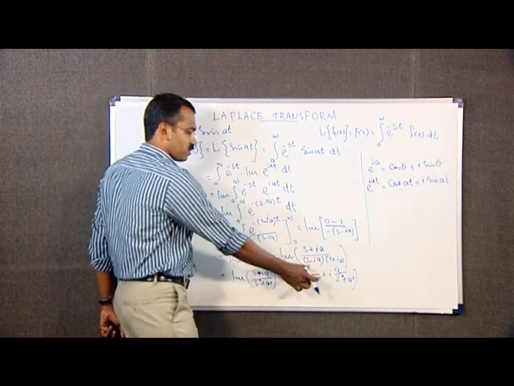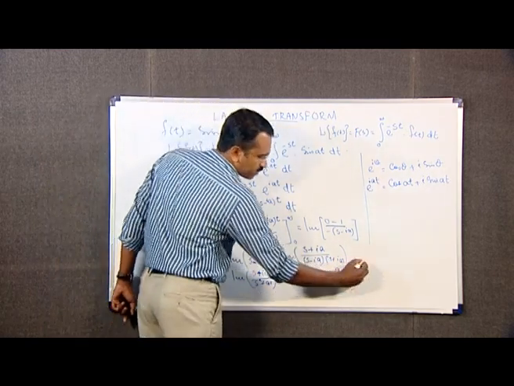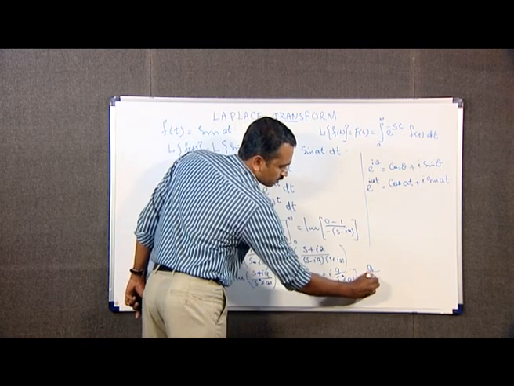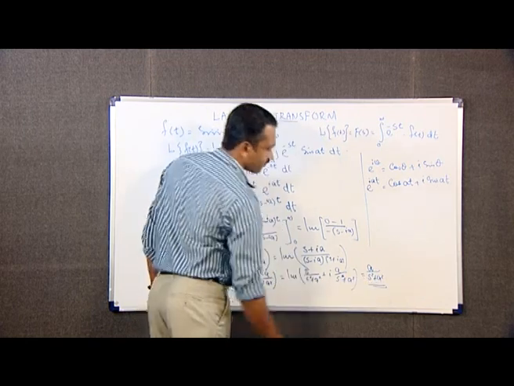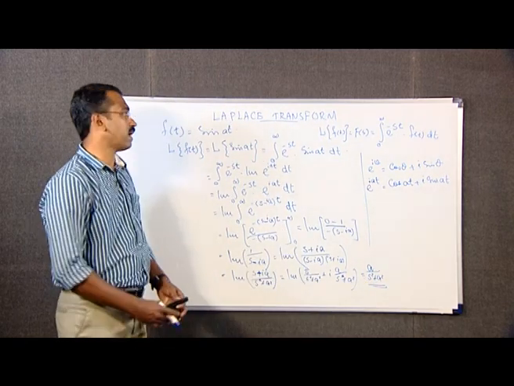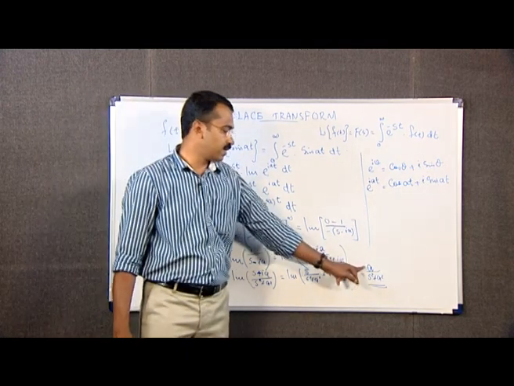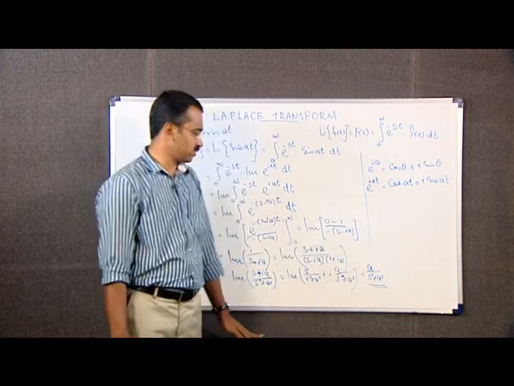That is, this is the imaginary part, which is equal to a by (s squared plus a squared). That is, the Laplace transform of sin(at) is a divided by (s squared plus a squared).